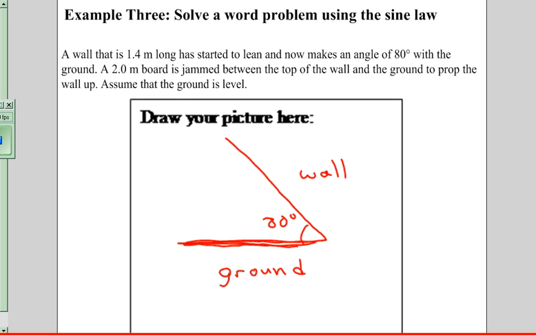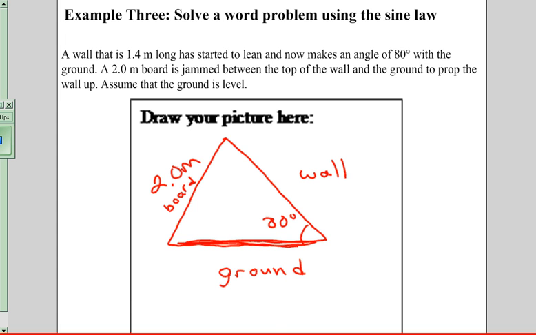A 2.0 or 2-meter board is jammed between the top of the wall, right up here, and the ground to prop it up. So it's a 2.0 meter board, and so we can label it for the picture. This is the board. Okay, so a 2.0 meter board is jammed between the top of the wall and the ground to prop up the wall. Assume the ground is level.